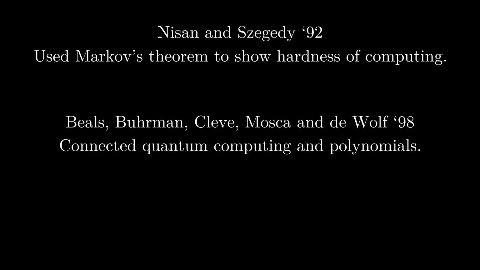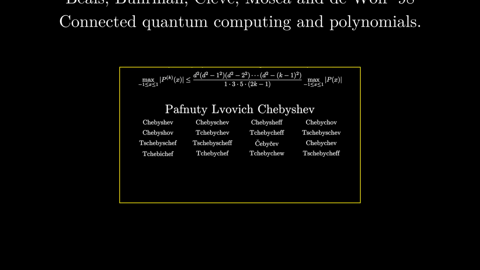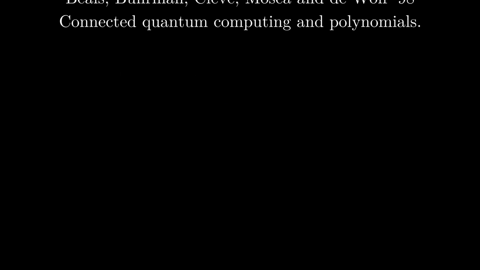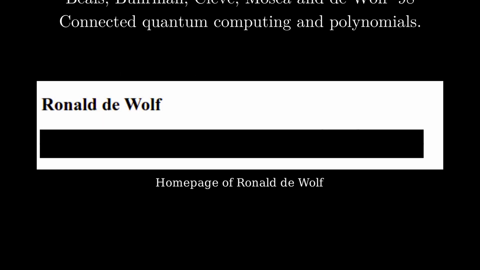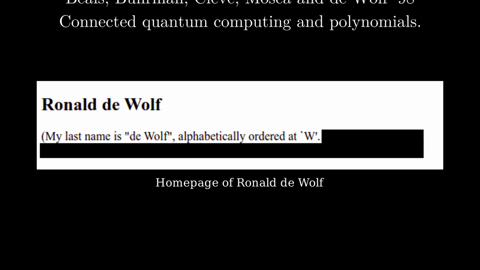You might recall that in the bonus video for Markov's inequality, we spoke about Pafnuty Chebyshev and noted that his surname can be spelled in many different ways. That seems to be a pattern. Take Ronald de Wolf here. This is how his last name is usually spelled.